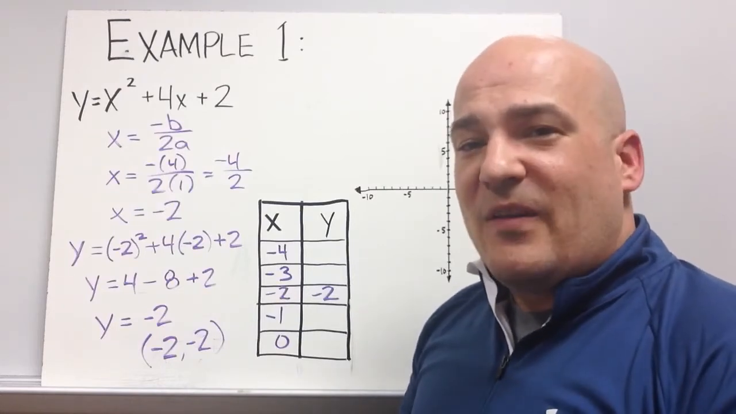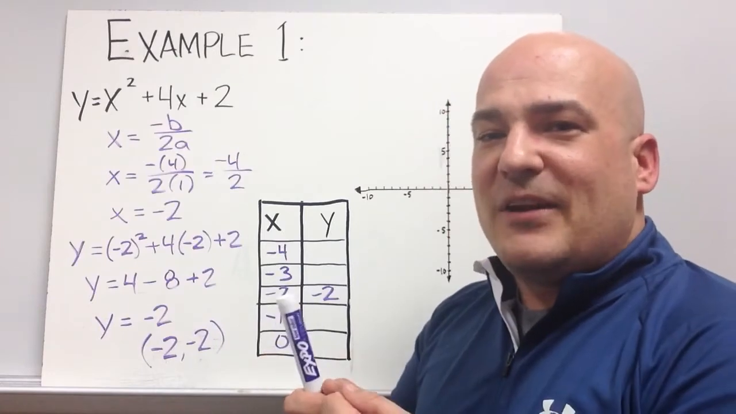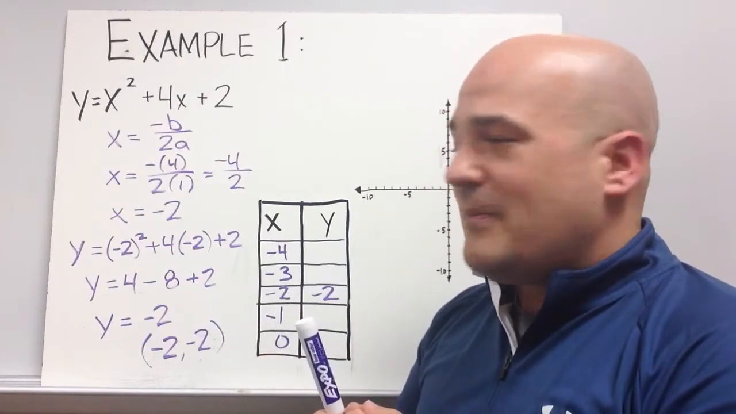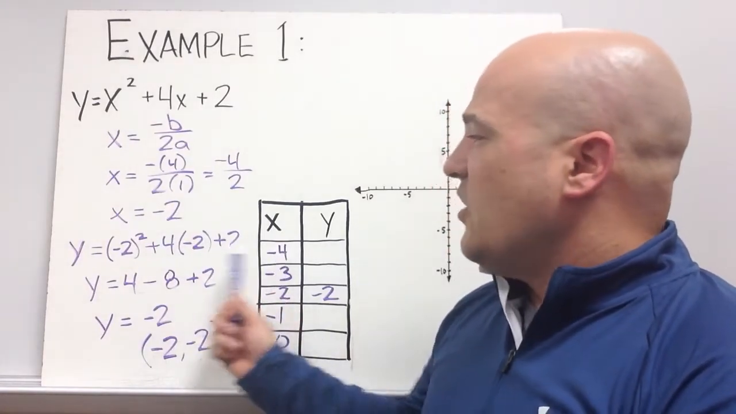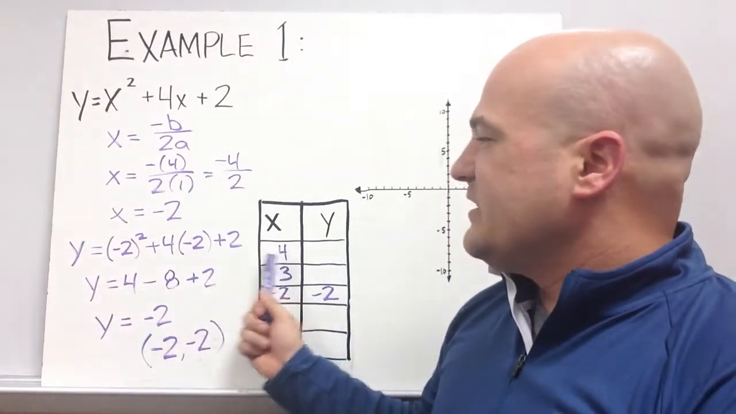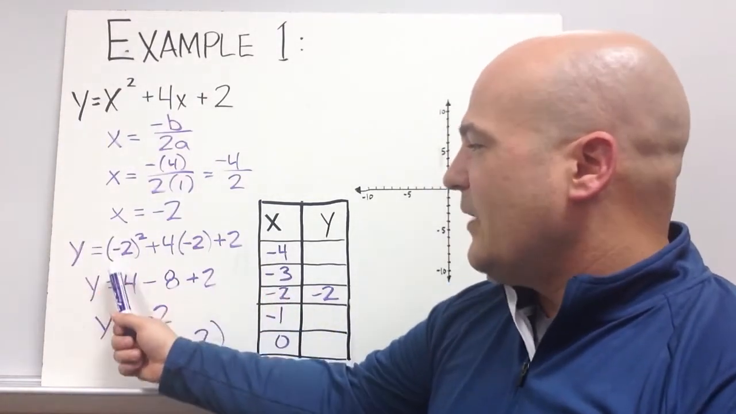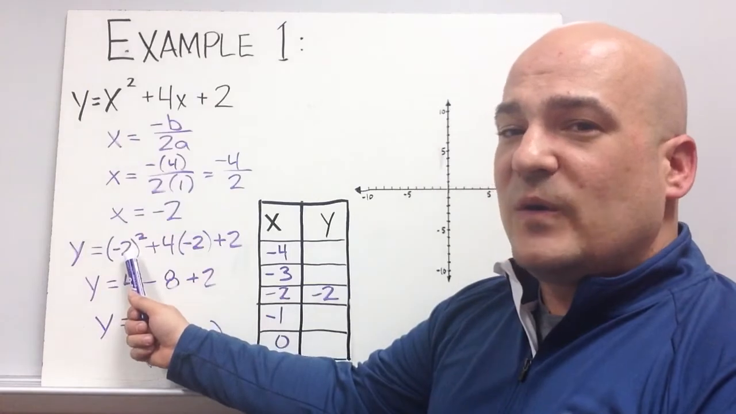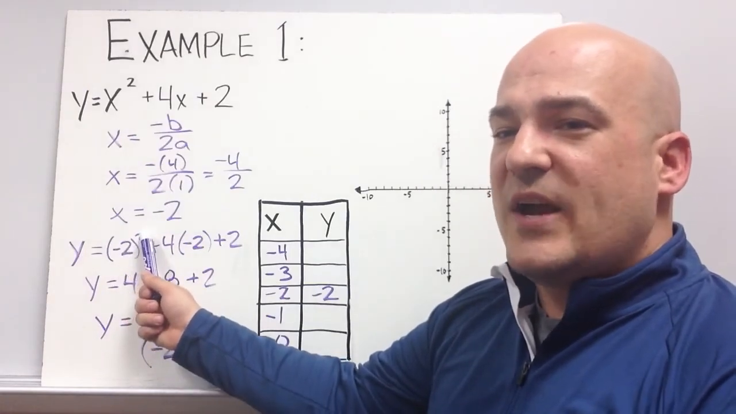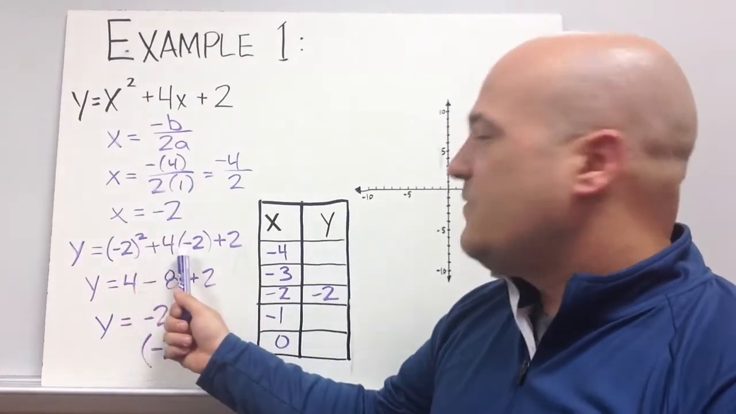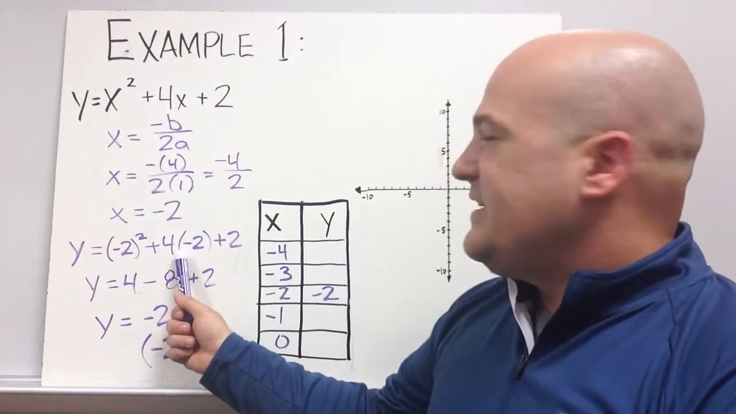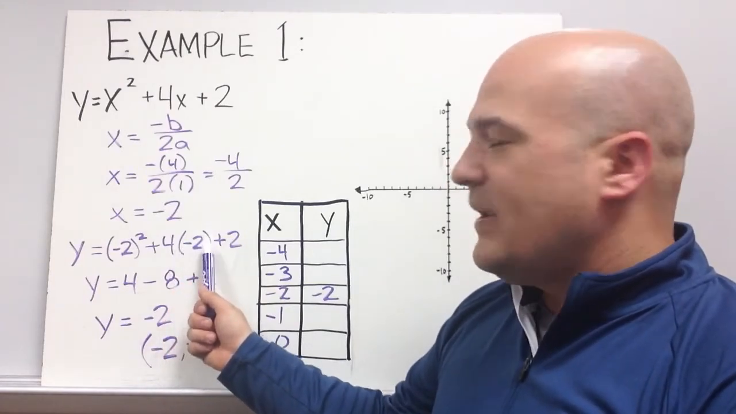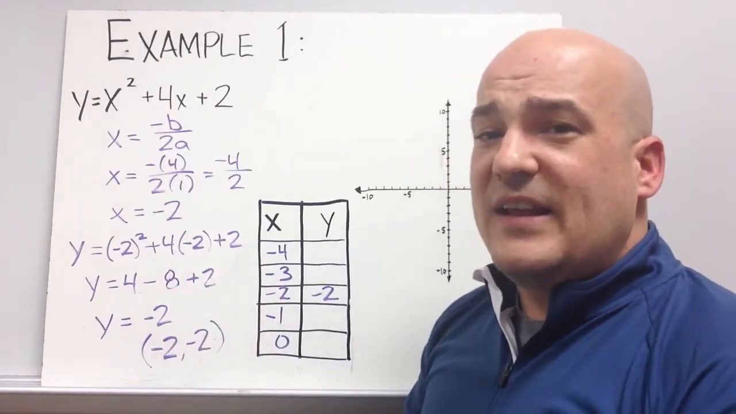You have to be smarter than the calculator. You have to know how to type it into the calculator. The calculator can't read your mind. Okay? So when you type in this first one, for example, you're going to type in parentheses, negative 4, parentheses, squared, plus 4, parentheses, negative 4, parentheses, plus 2. And then you can hit enter.